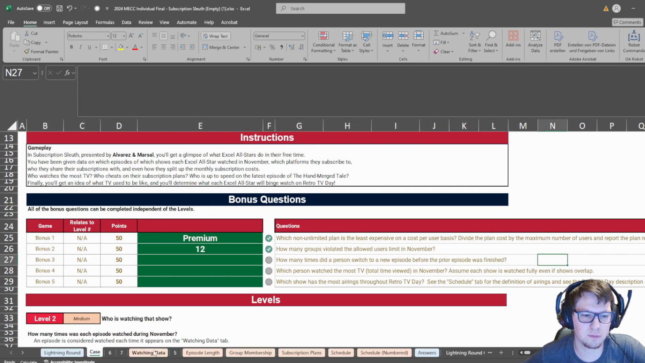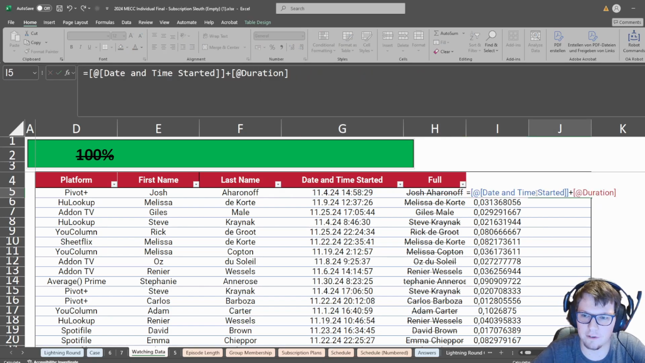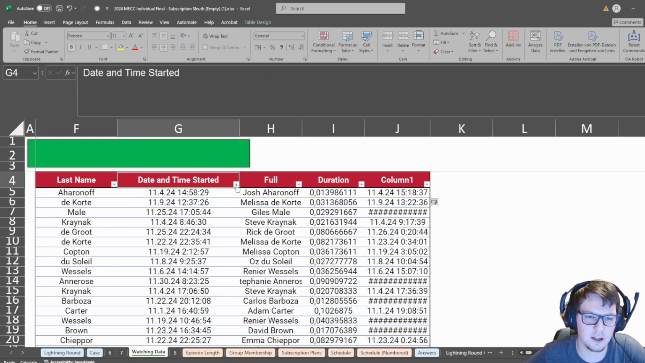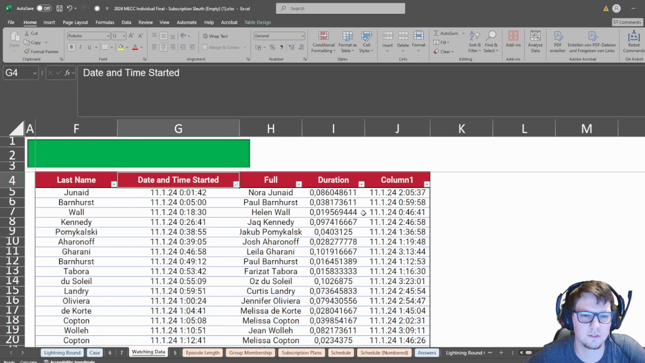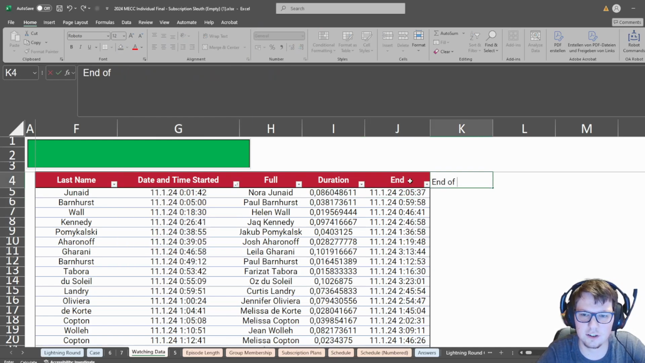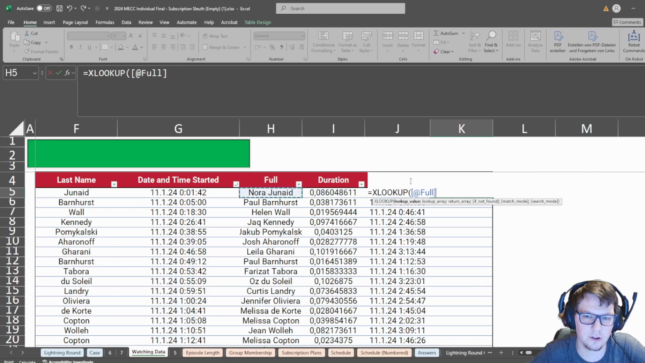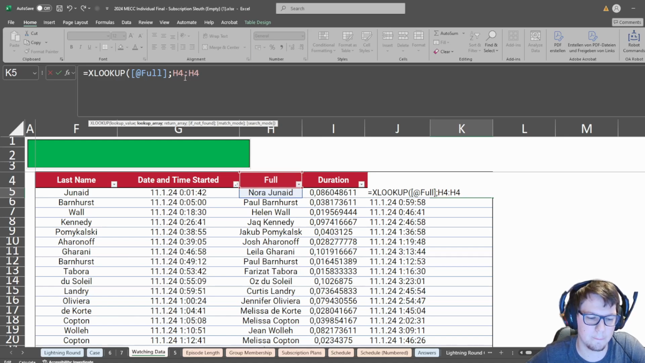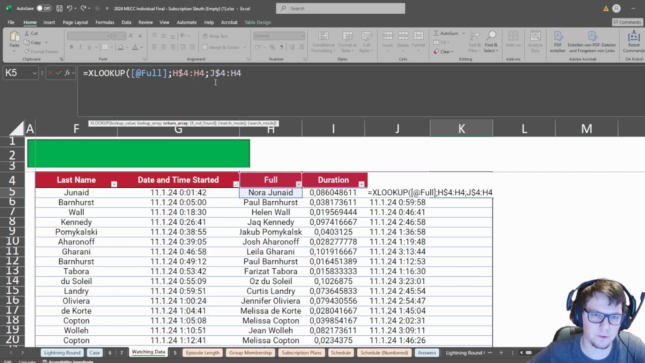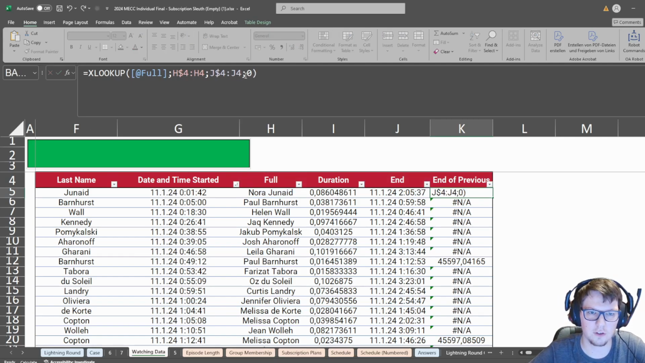So up to bonus question 3, which is not that difficult if you think about it. We want to have the end date, the possible end date. Then I want to filter this from the start date. This is the end date, end of previous. So we look up the full name into H4 to H4, but lock the H4 and get the same for G4 and G4. And if this is not found, then we get 0.